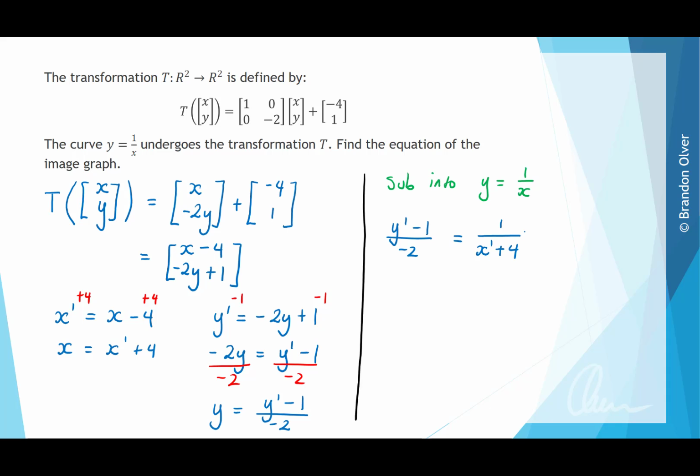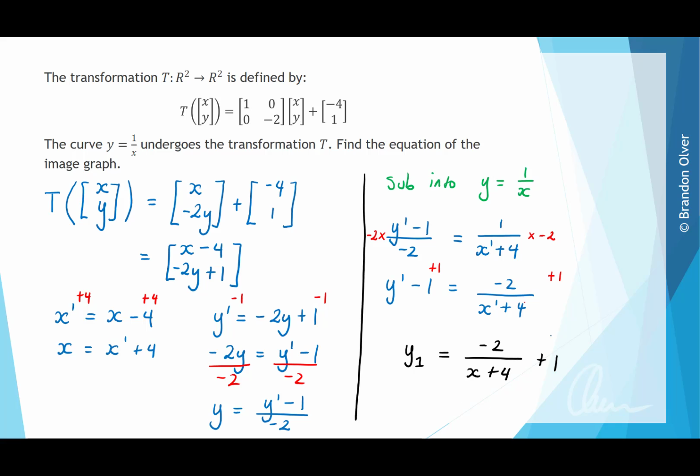By convention, we always express an equation as y equals, so we're going to find y by itself, so we're going to start by multiplying both sides of the equation by negative 2. So we find that y dash minus 1 is equal to minus 2 divided by (x dash plus 4). Then to get y by itself, we add 1 to both sides of the equation, and we find that y1, which is the image graph's equation, is equal to minus 2 divided by (x plus 4), plus 1.